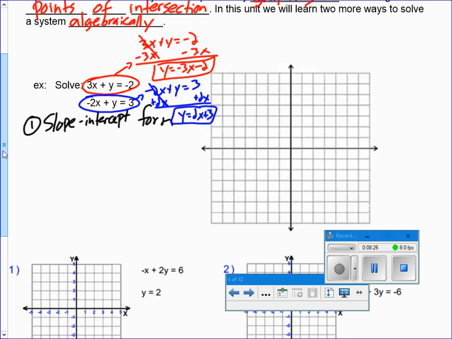Alright, so once we have them in slope-intercept form, it makes it really easy to graph. Let's go ahead and graph these. So for the first line, I have a y-intercept of -2 and a slope of -3, which means I count down 3 and over 1 to make every next point, or I can go up 3 and left 1.